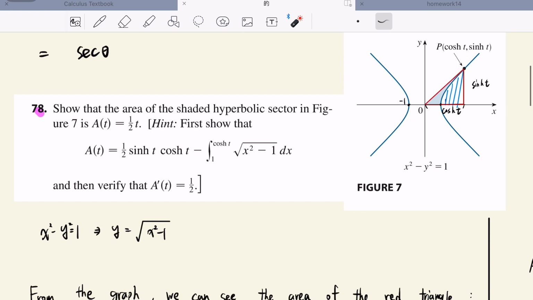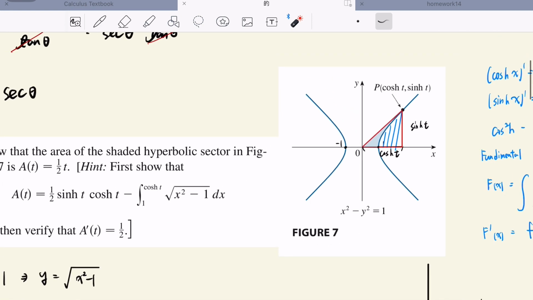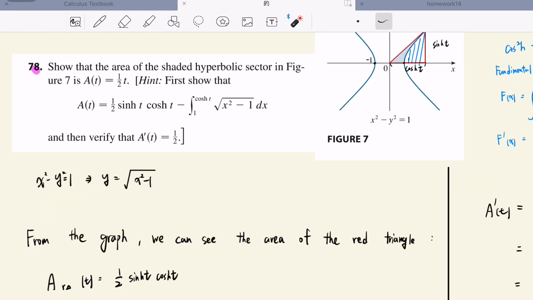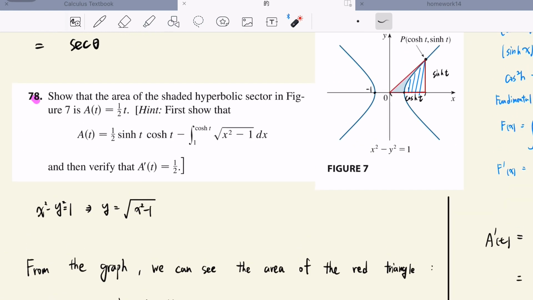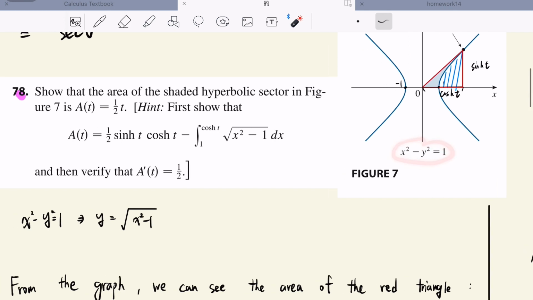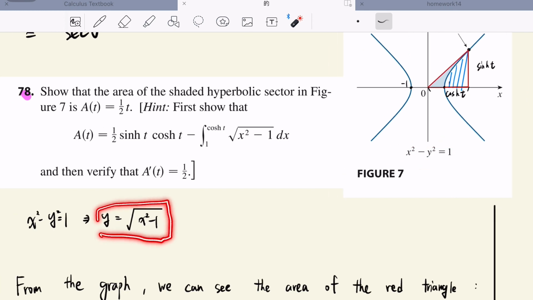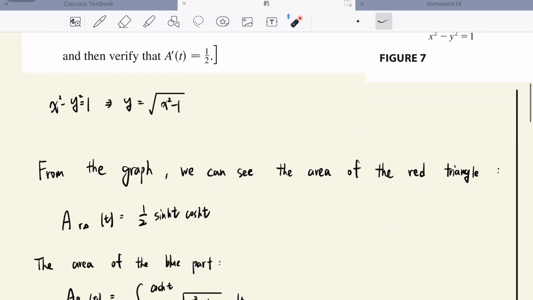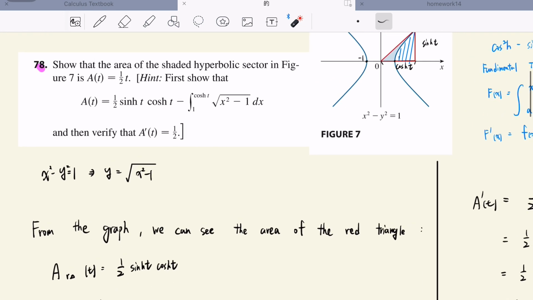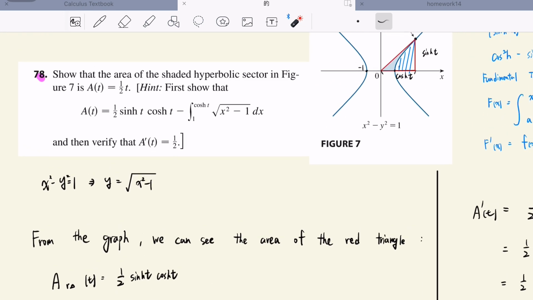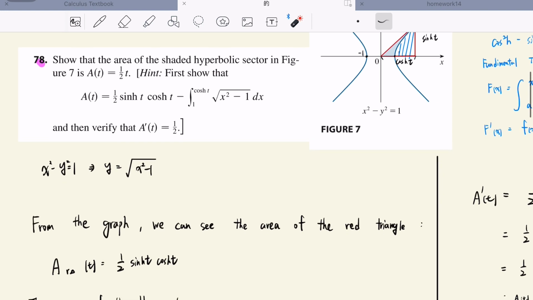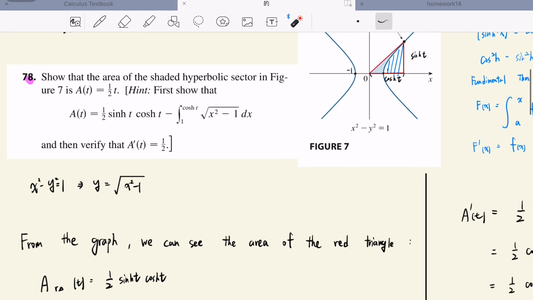Okay, so let's observe the figure. First, we can see that the shaded area is equal to the red triangle minus the blue stripe area. We can notice that. And then we will change this function into this function, which is quite obvious, so I won't do the calculation. And then we can see from the graph, the area of the red triangle equals 1/2 hyperbolic sine t times hyperbolic cosine t, which is quite obvious too.